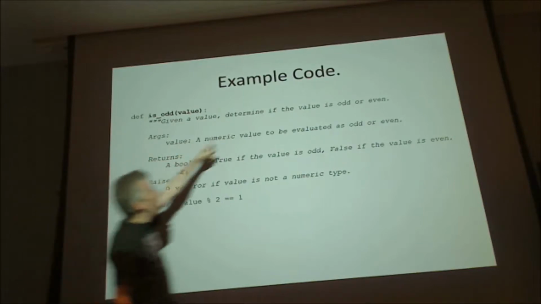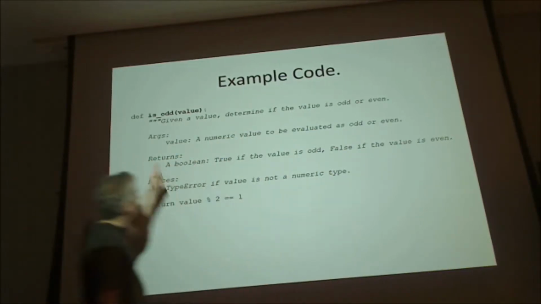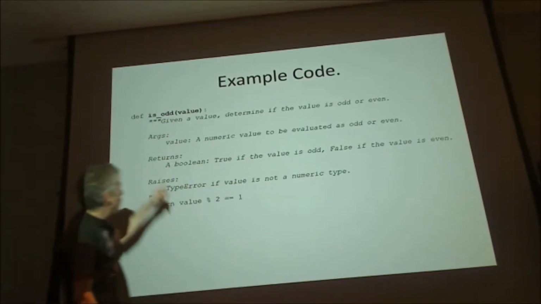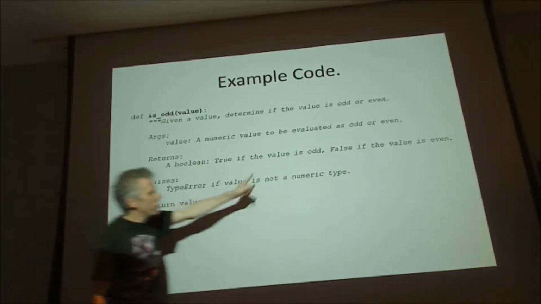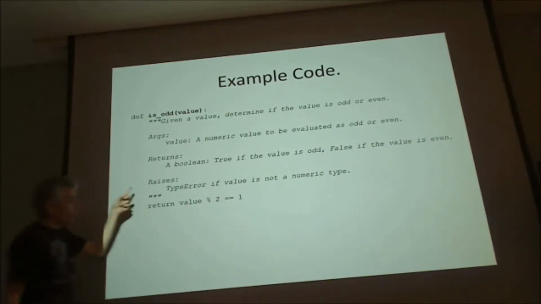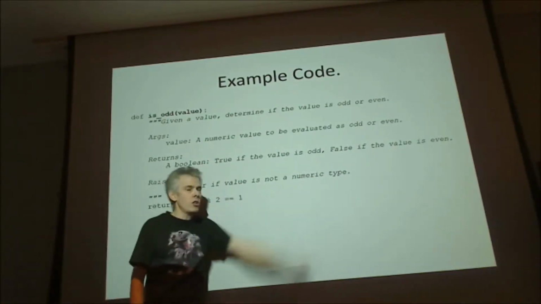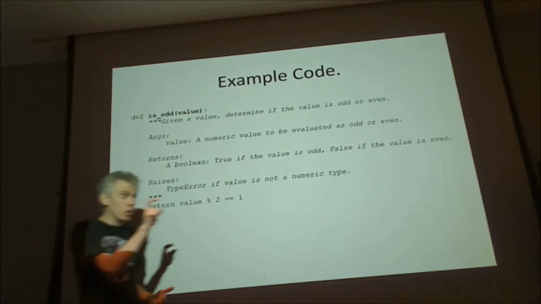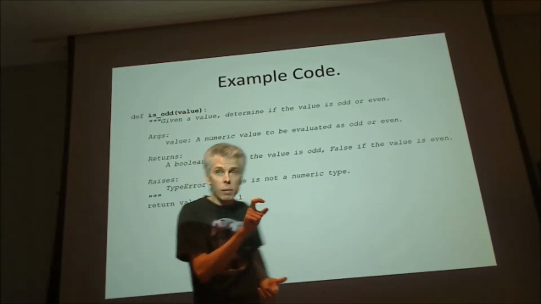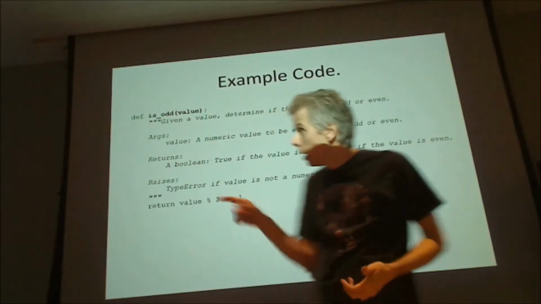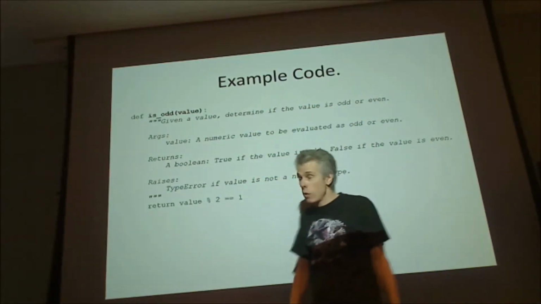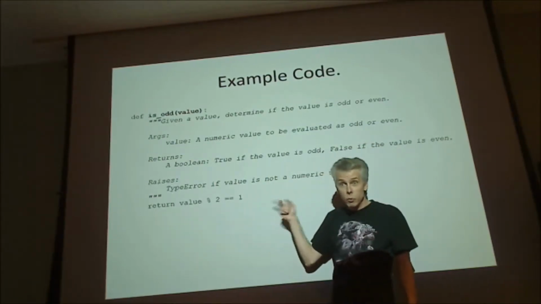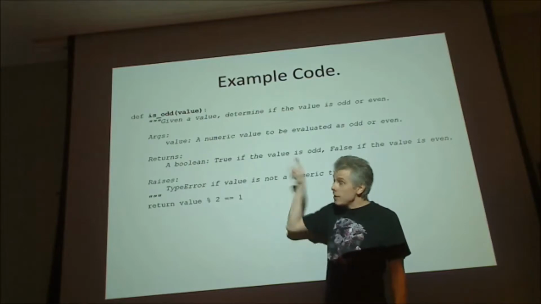Given a value, determine if the value is odd or even. Args, value. A numeric value to be evaluated as odd or even. Returns a Boolean, true if the value is odd, false if the value is even. Raises type error if the value is not a numeric type. Very complete, tells you everything you need to know. If you mouse over this in Eclipse or any of your other IDEs, it'll show you this docstring so you know what's going on. Now the hard part, return value modulus 2 equals 1. If it does, this is odd.